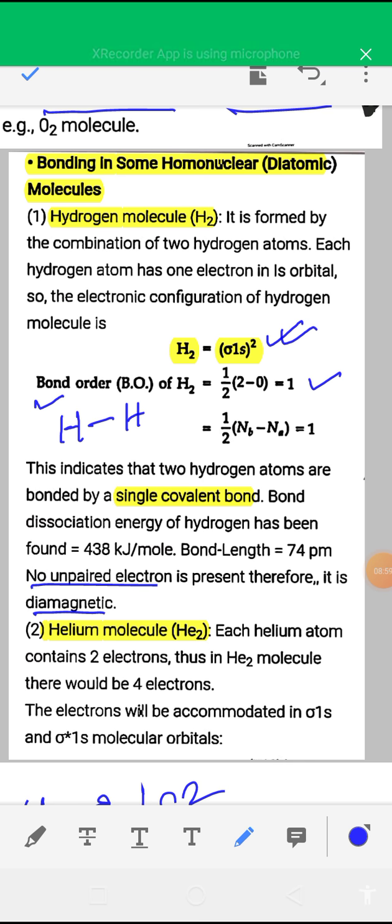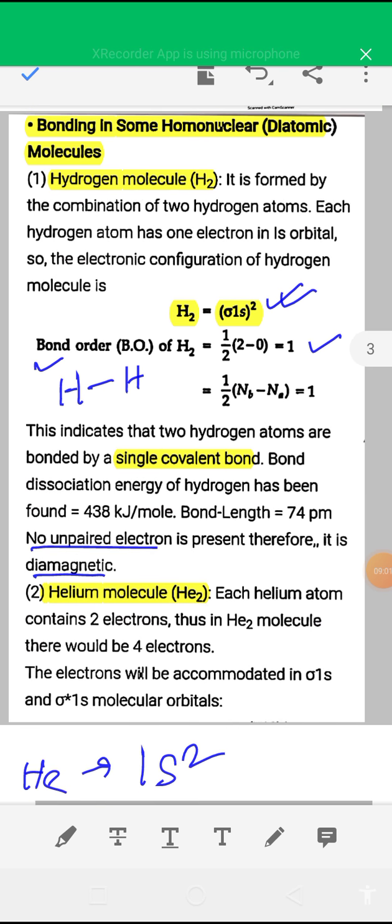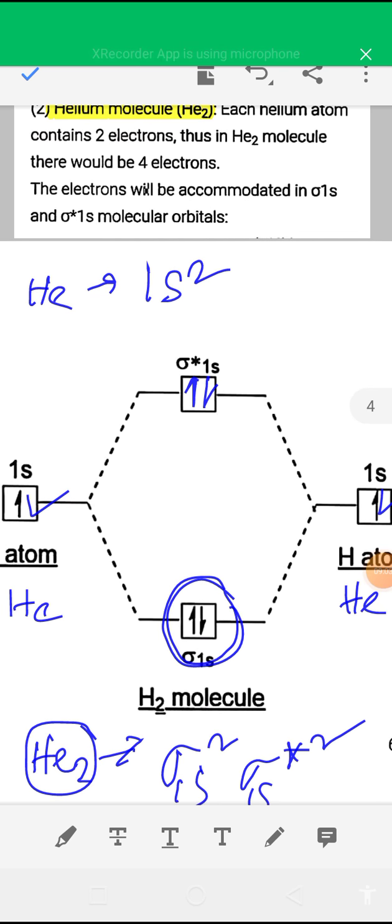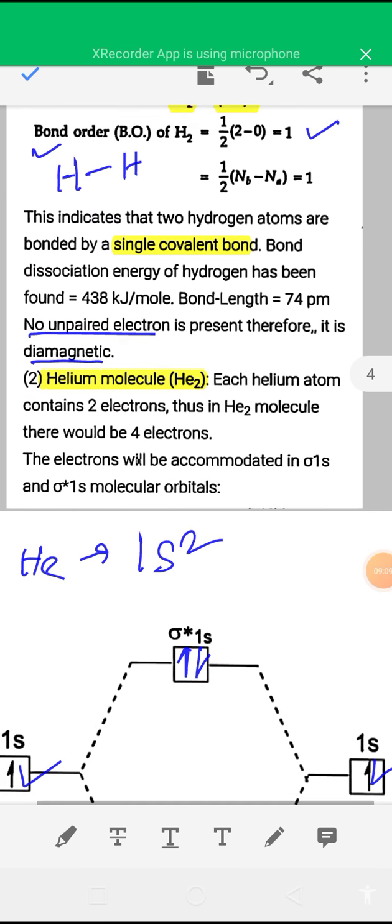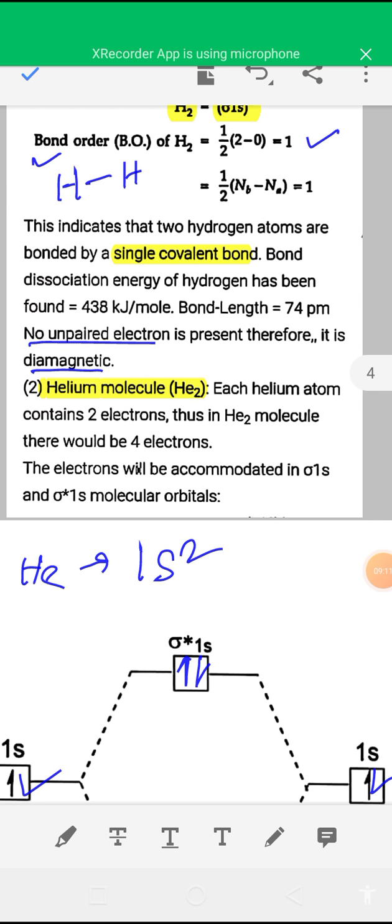And in a hydrogen molecule both the electrons are paired. If all the electrons in a molecule are paired, then the compound is diamagnetic. So hydrogen is diamagnetic because all the electrons are paired.